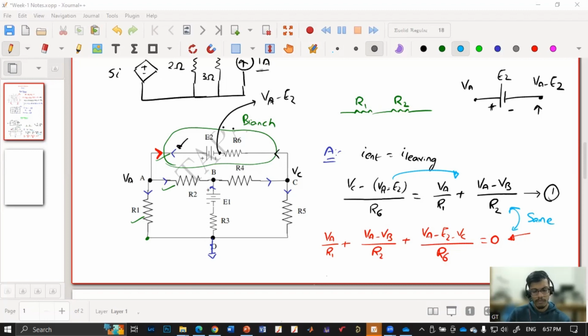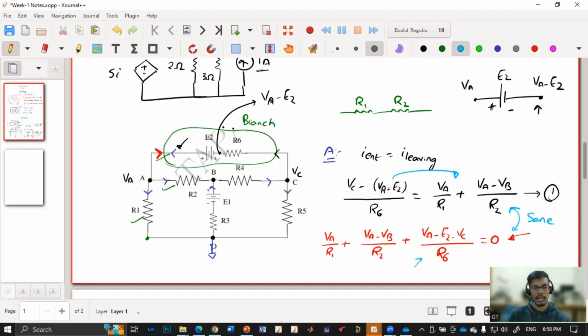So first you have to assume the current direction, and then according to the current directions, we have to write the KCL equation, because that decides whether the current is entering or leaving. If you mess up the directions, then you will end up getting a wrong result, because if you take the current direction to be here, and if you consider this expression, then you are missing one minus sign, so you will be getting a wrong answer.